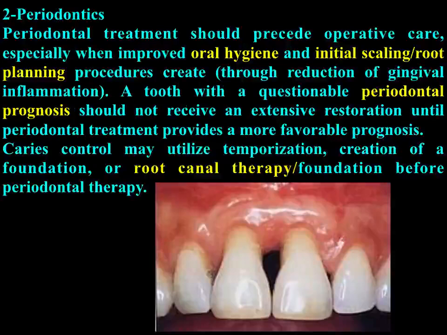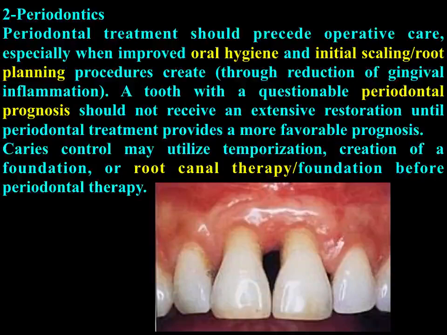Periodontitis. Periodontal treatment should precede operative care, especially improved oral hygiene and initial scaling and root planing procedures, which reduce gingival inflammation. A tooth with a questionable periodontal prognosis should not receive any extensive restoration until periodontal treatment provides a more favorable prognosis.